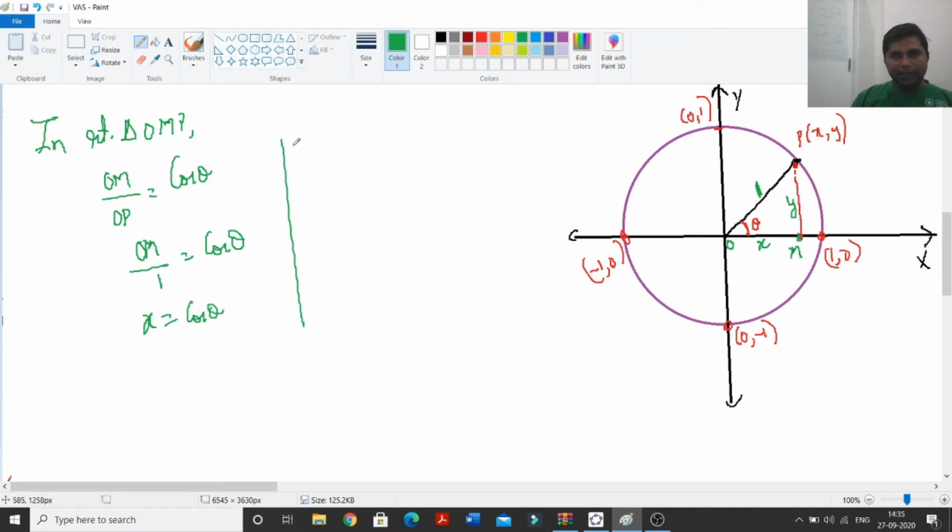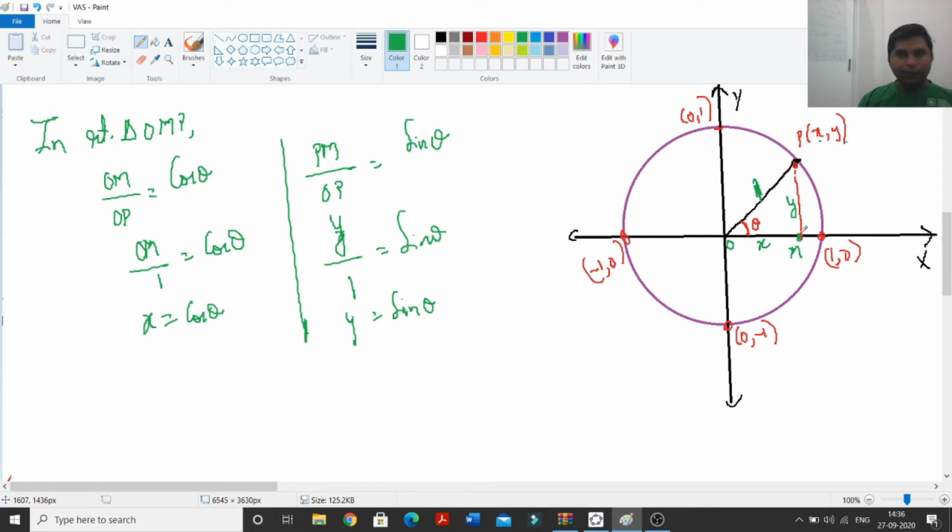Similarly, we can say that PM divided by OP is equal to sin theta. So PM is y, y over 1 is equal to sin theta. So y is equal to sin theta. So we got the x coordinate as cos theta and the y coordinate as sin theta, as it is a unit circle.